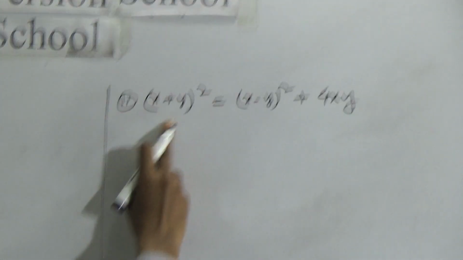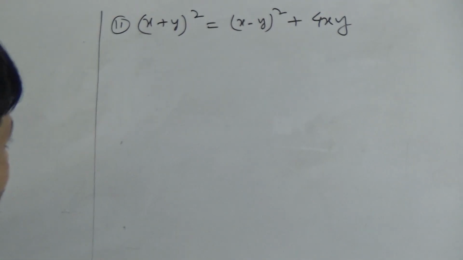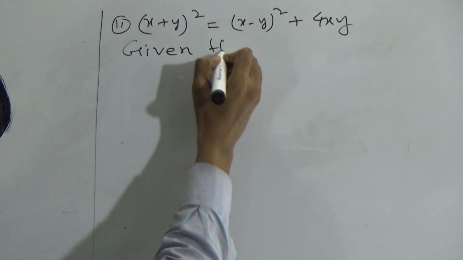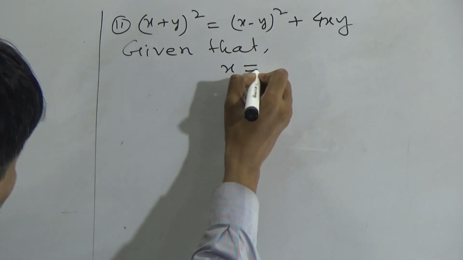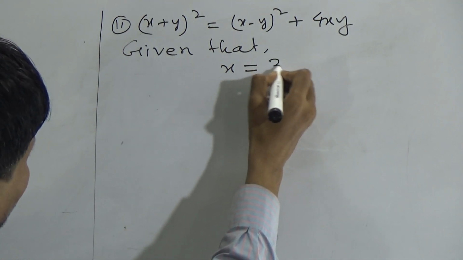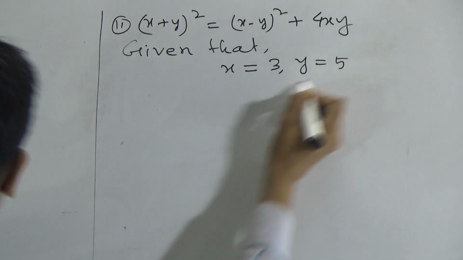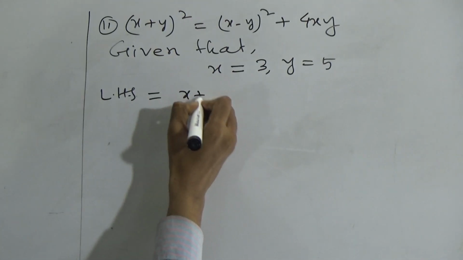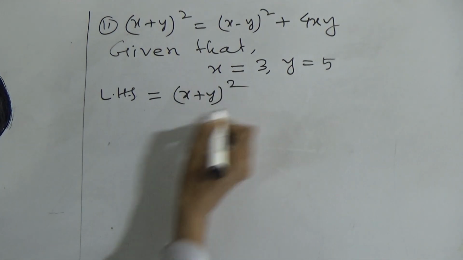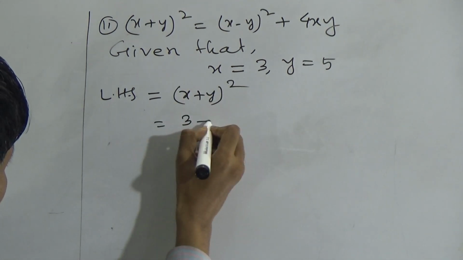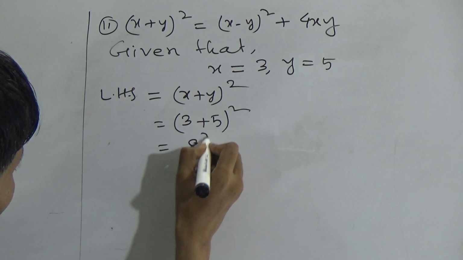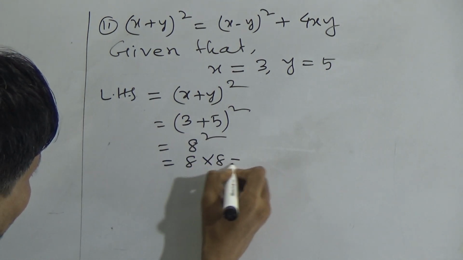Now question number 2. We have to prove that x plus y whole square equal to x minus y whole square plus 4xy. Look, right, given that x equal to 3, y equal to 5. Left hand side x plus y whole square, then x equal to 3, y equal to 5. 5 plus 3, 8. 8 square means what? 8 into 8. This is equal to what?